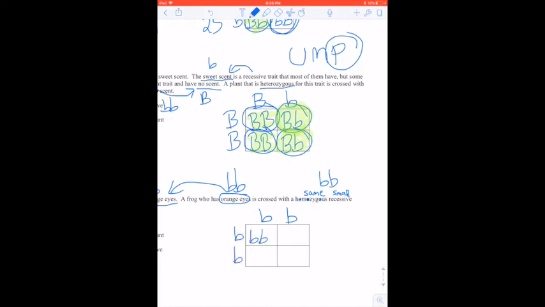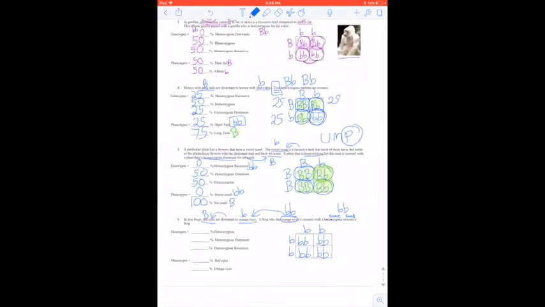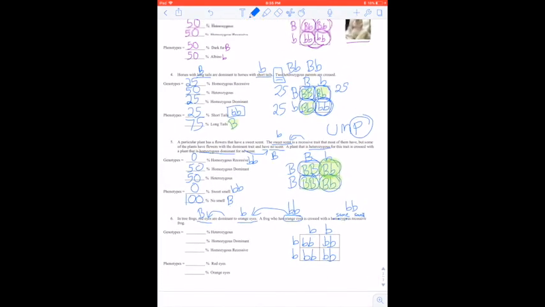Which means when you fill out the box, it's really easy because they're all the same letter. I would not expect that on a test or quiz, but for practice, it's fine. And it can happen in real life. It does happen quite a bit.